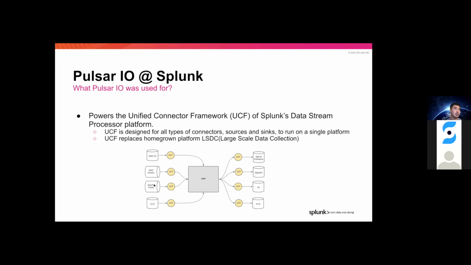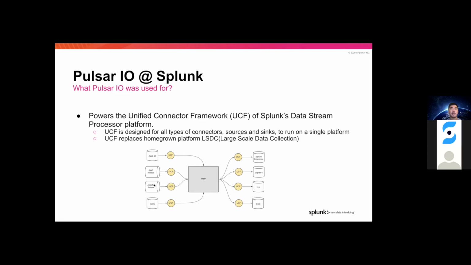UCF was built to replace some legacy platforms that were used at Splunk, and we really wanted to leverage open source first of all, and also some of the advantages of the Pulsar IO platform, especially given that we're using Pulsar as the message bus and the data nervous system within SPS. I also gave a talk providing more details and reasons why we decided to come up with this new platform, UCF, based on Pulsar IO to replace the existing LSDC platform at Splunk.